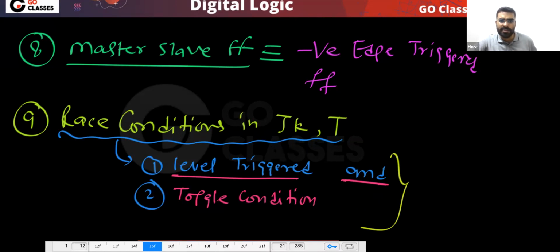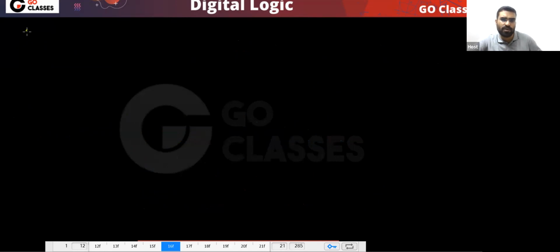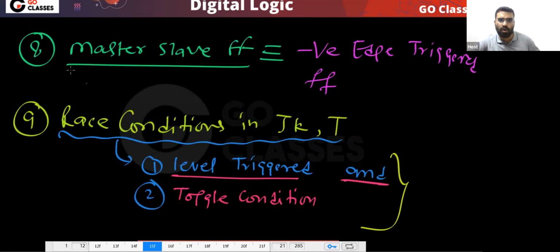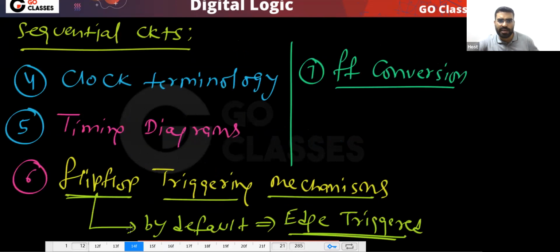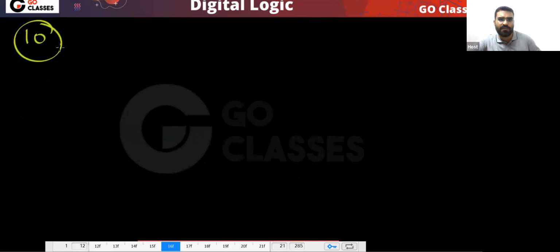Now after that, what was the next concept we have seen? After that we studied flip-flop conversion, all the flip-flops, master-slave flip-flop, race condition, timing diagram, triggering mechanism, clock terminology, all these concepts. After that, the next concept we studied was timing constraints. We have seen the concept of timing constraints.